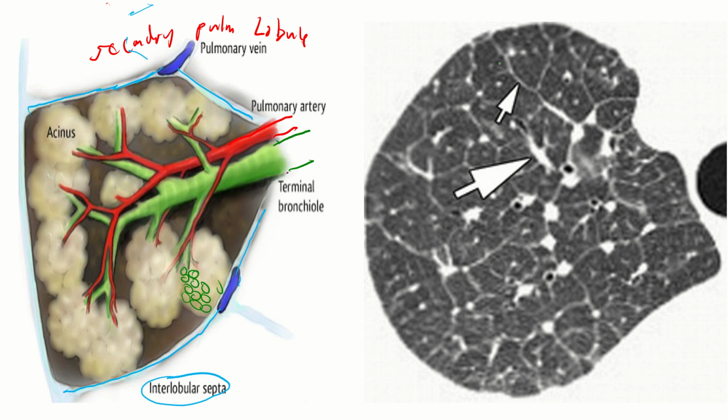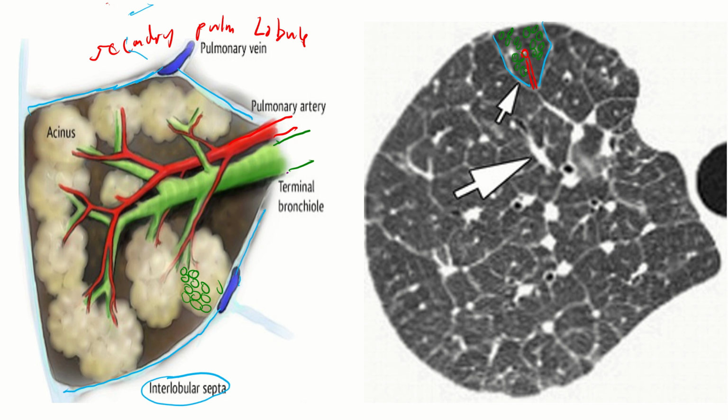So here's a picture of your secondary pulmonary lobule. Here, outlining it, you can see the interlobular septa. In the middle, you can see that pulmonary artery coming in here, and you can't really see it super well, but between this structure, you're going to have all of your little alveoli. So that's what it looks like on a CT scan.